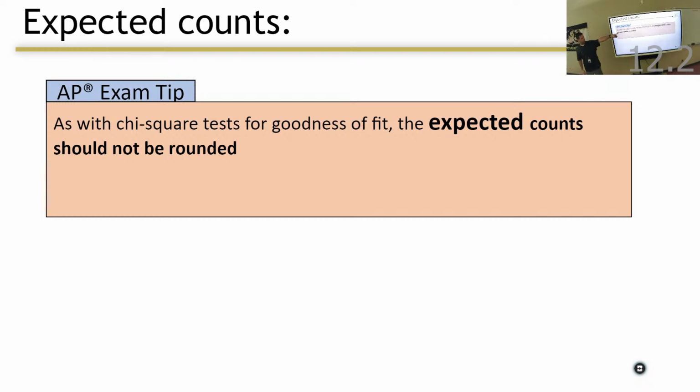As with chi-squared GOF, expected counts should not be rounded. I don't know if I mentioned that per se last Friday, but we do not round expected counts. That's in the long run. So don't round expected counts. Observed counts better not be a decimal. Observed counts can't be a decimal. If they're a decimal, you've done something wrong because you cannot observe 6.2. You can only observe integers.